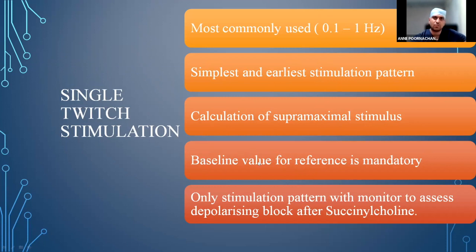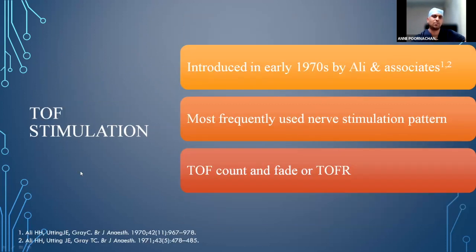Calibration is required for this stimulus, and a baseline value for reference is mandatory. And this is the only stimulation pattern to assess the depolarizing block after succinylcholine. TOF stimulation is the most frequently used nerve stimulation. The advantage with TOF stimulation is we can assess the neuromuscular block throughout the phase of surgery, from induction till recovery. Subjectively, it is through the TOF count and assessing the fade. And if you have a monitor, we can look at the TOF ratio.